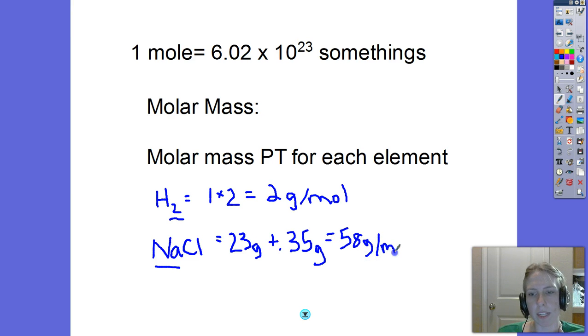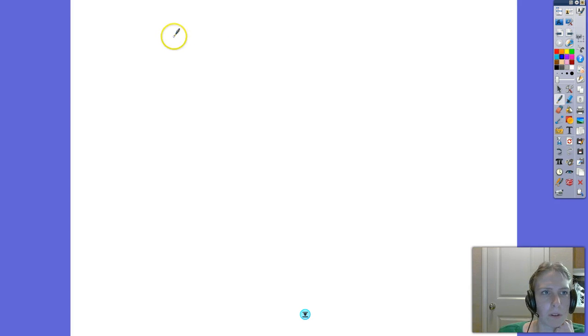Now we can actually take salt and measure out on our balances 58 grams, right? It's about a palmful of salt. It's about 58 grams. So it's not a lot. That's how small atoms are when you compare it to marbles covering the earth 3 miles deep. But this is how we do our molar mass. I'll show you just one or two more.